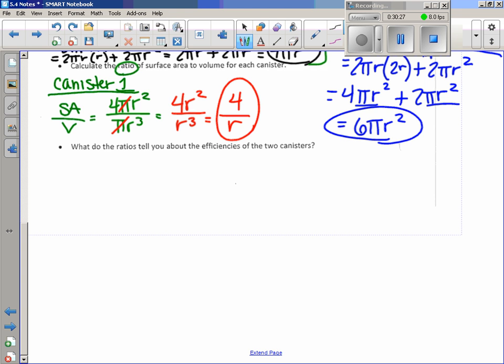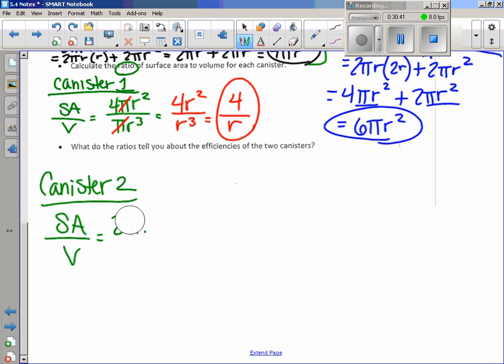Okay, let's go on and do canister 2. So canister 2, surface area to volume. What was it again? Nope, what is my surface area? 6 pi r squared. What's my volume? 2 pi r cubed. So it makes a difference which way they said to write your ratio. What does that simplify to? 3 over r. Pi's cancel. 6 over 2 is 3. R squared over r cubed is 1 over r.